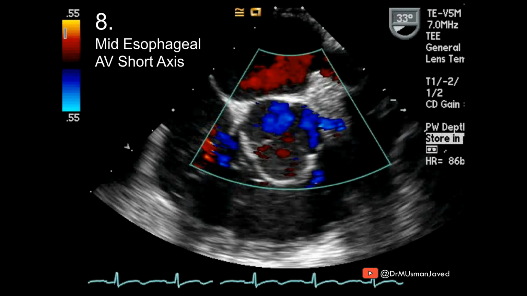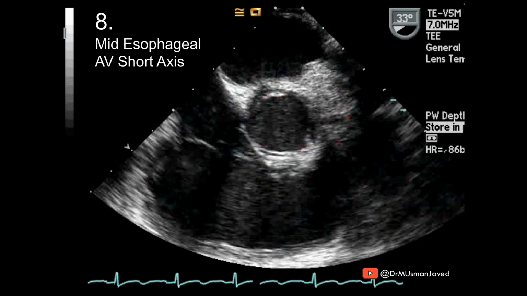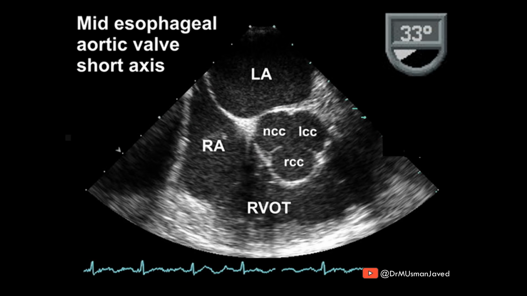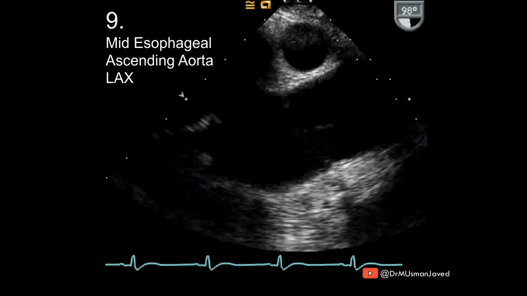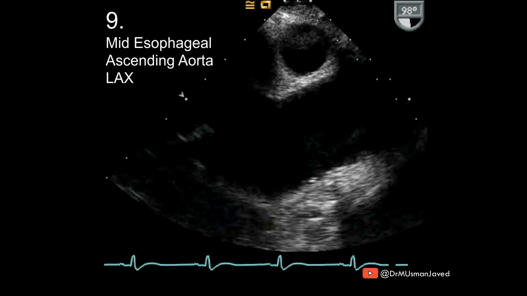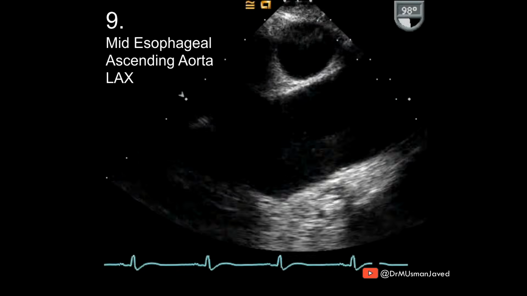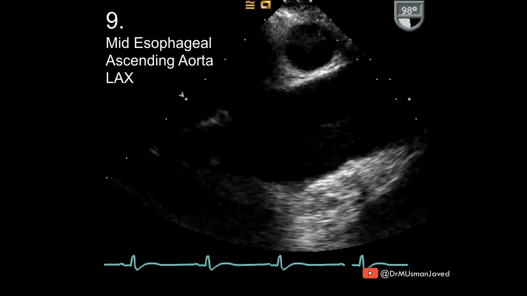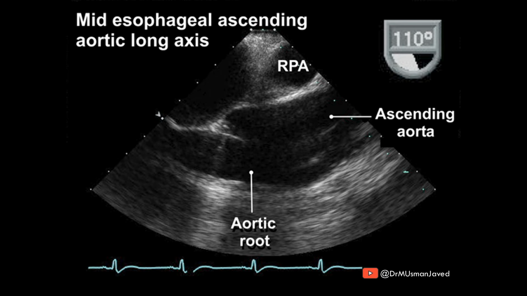Decreasing the omniplane angle from the RV inflow-outflow view to between 30 and 60 degrees will help to visualize all three leaflets of the aortic valve in short axis. Typically, this involves only a slight decrease in the omniplane angle. To get this view, adjust angle 100 to 150 degrees. It's best obtained from mid-esophageal long-axis view, by slowly withdrawing the probe while keeping aorta in view by making small clockwise and counterclockwise adjustments.